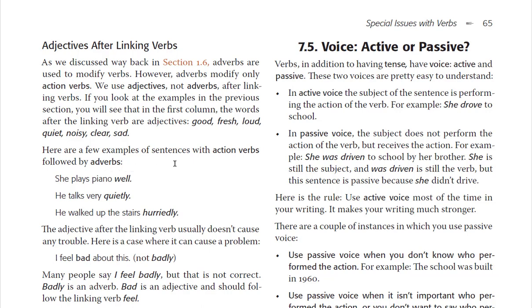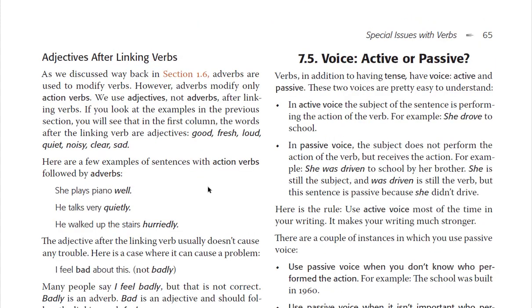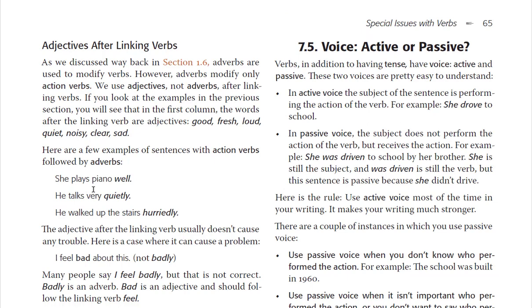Here are a few examples of sentences with action verbs followed by adverbs. So here, she plays piano well. So well is an adverb that modifies the verb play. He talks very quietly. Quietly is an adverb that modifies talks. He walked up the stairs hurriedly. So hurriedly modifies the verb walked.